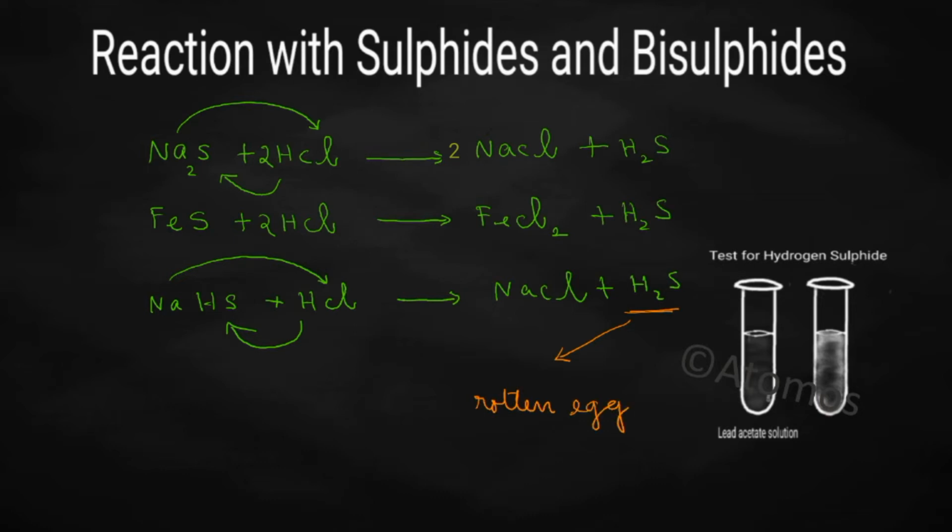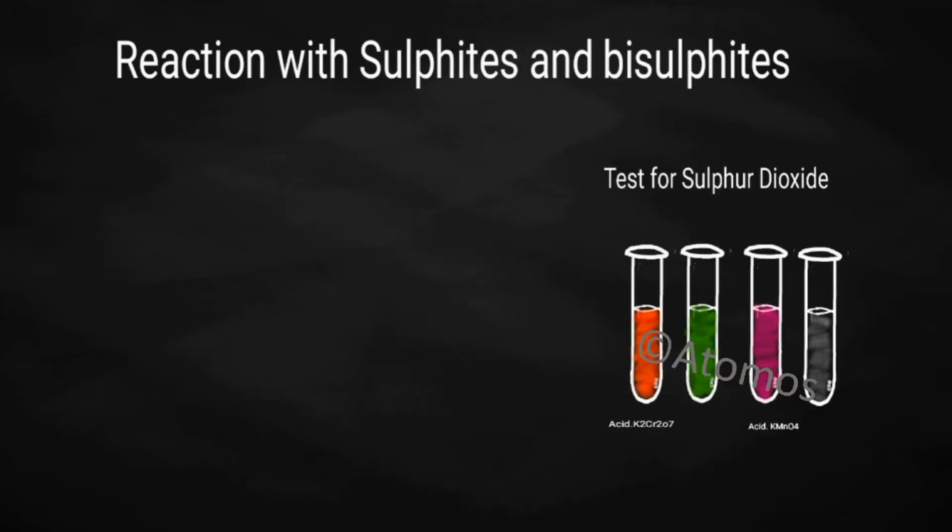In addition to that, one more test you can remember. If you are passing it through lead acetate solution, what will happen to the color of the solution? It will be turning silvery black. You can remember the color. The silvery black color is due to the formation of lead sulfide precipitate. Got it? So now we need to learn what will be the reaction of hydrochloric acid with sulfite and bisulfite also. Write and see what will be the formula for sodium sulfite.